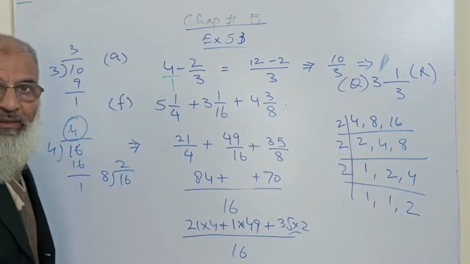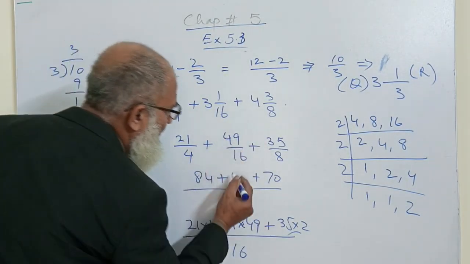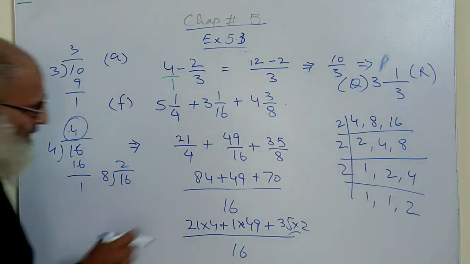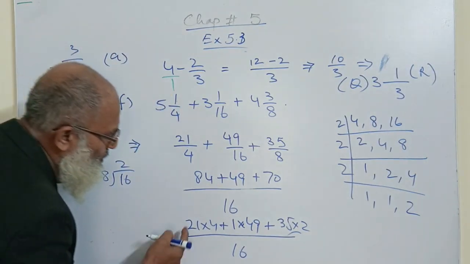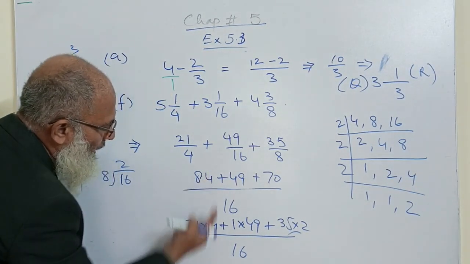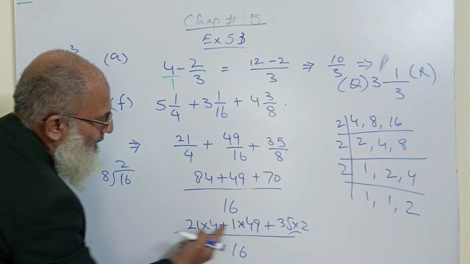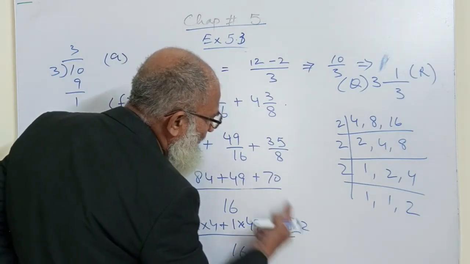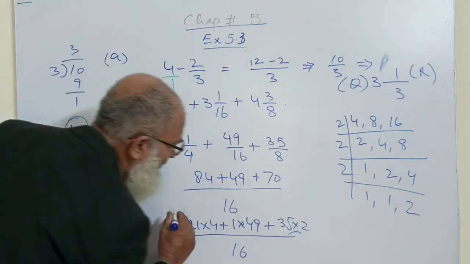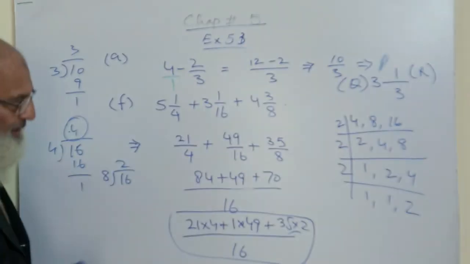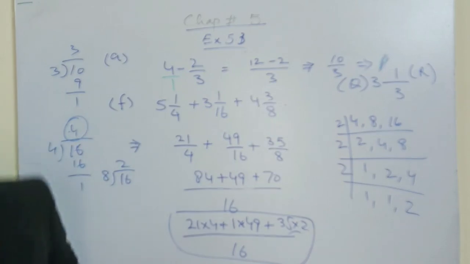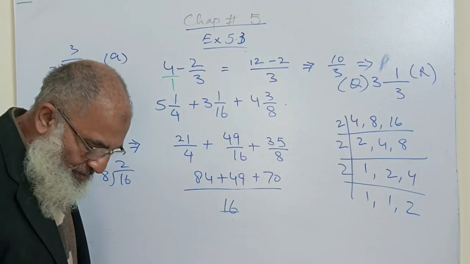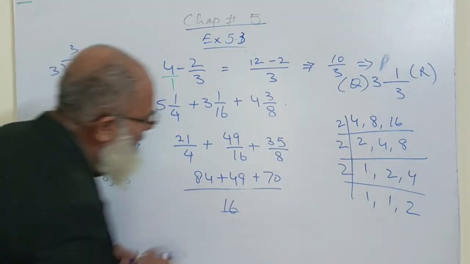16, 1 times 16 and 1 times 49 is 49. This will remain as it is. The rest will be changed: 21 times 4 is 84, and 35 times 2 is 70. This is a step you don't have to write. We'll add 84, 49 and 70.